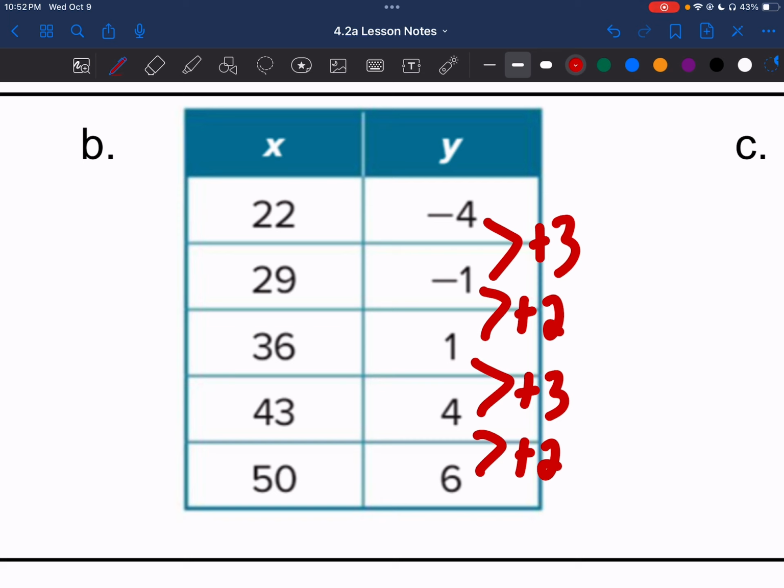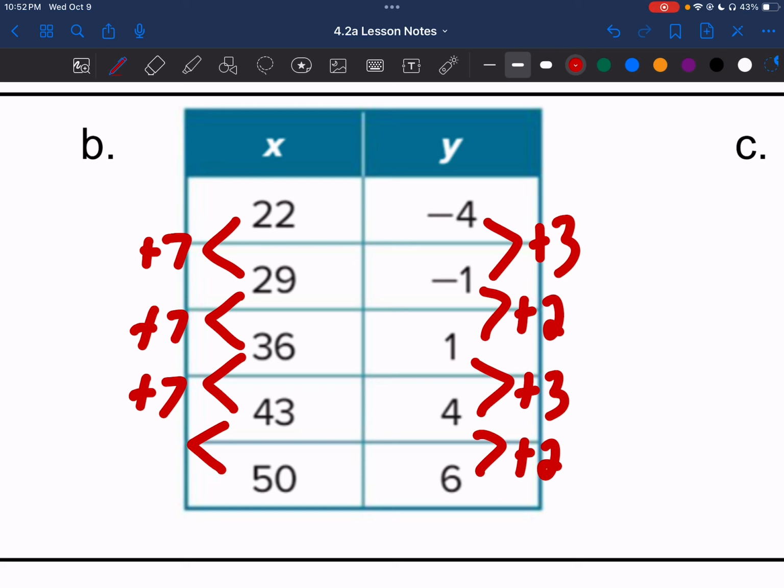So when we look at our x, we're adding 7, adding 7, adding 7, and adding 7. So our x values have the same rate of increase, but our y values do not. So that is going to be non-linear.